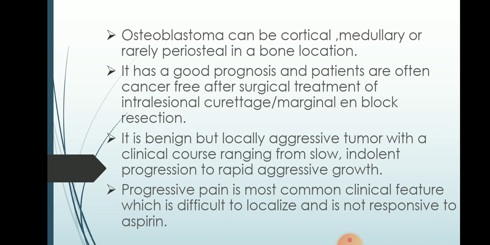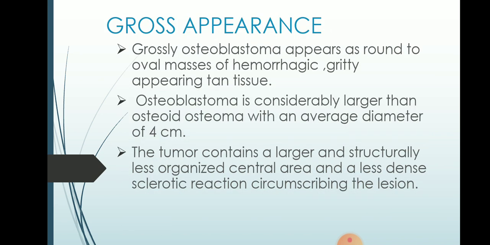Osteoblastoma can be cortical, medullary, and rarely periosteal. It has a good prognosis. It is a benign but locally aggressive tumor with a clinical course ranging from slow indolent progression to rapid aggressive growth. Progressive pain is the most common clinical feature, which is difficult to localize and is not responsive to aspirin.